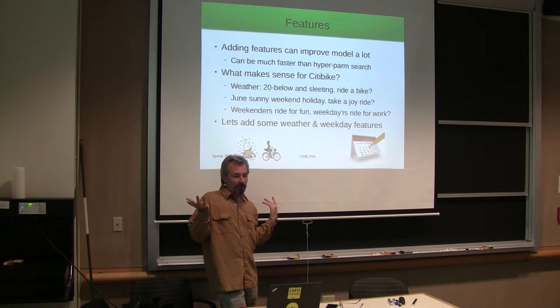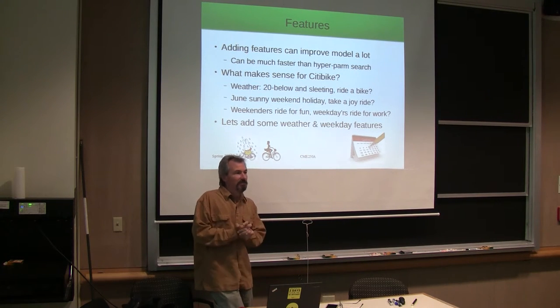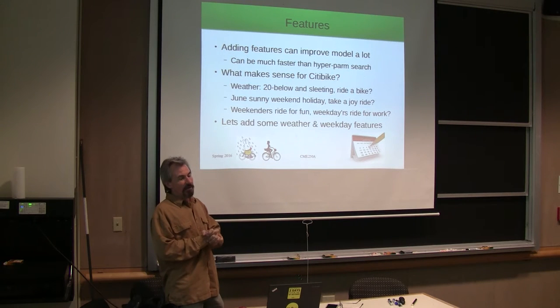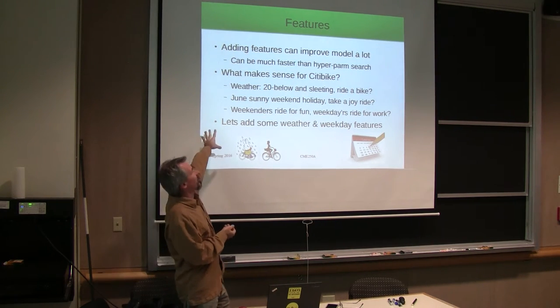So I'll claim it's weather. You know, it's 20 below and sleeting. Are you going to ride a bike? It's time to call Uber, right? Now, maybe it's a sunny day in June, and it's a great day for a holiday, so you're out on your bike cruising around. Well, so let's add some other features, right?